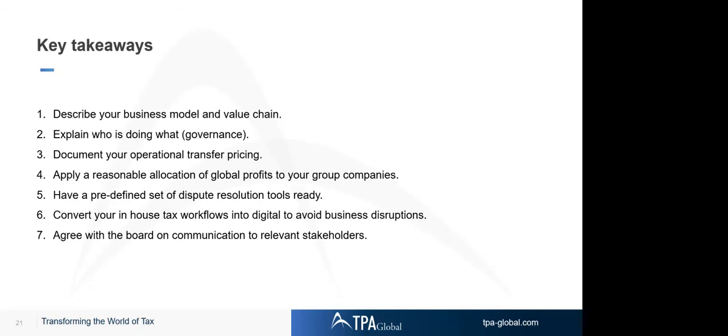Then apply a reasonable allocation of global profits to your group companies. And there's even talks about simplifying the whole allocation of residual. We shared a few ideas, and Pillar 1 certainly added a few there as well. Have a predefined set of dispute resolution tools ready when you know the residual is going to be certainly after governments need a lot of money after Corona, they will focus on the residual part.